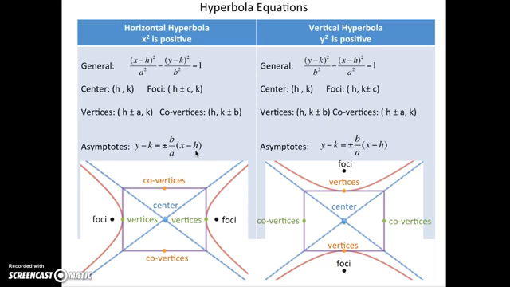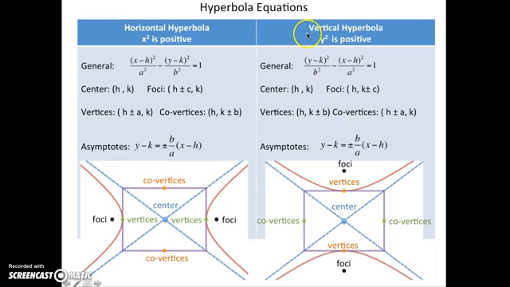And the shapes are going to look like what's seen below here. It's two parabolas facing opposite directions with the two asymptotes that cross through the center. The vertices touch the hyperbolas and the covertices do not.